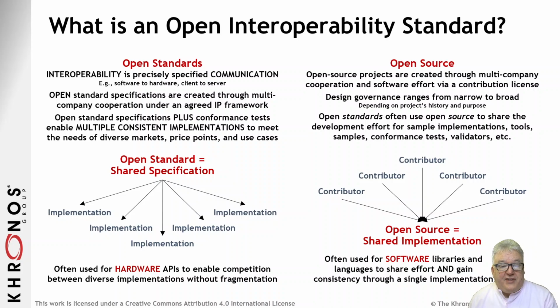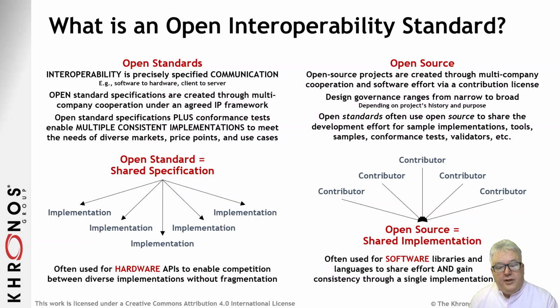So how do open standards enable proven technologies to be pervasive? What is their superpower? The answer is that an open interoperability standard is a shared specification, together with rigorous conformance tests that define precise communication, in this case between hardware and software. This enables reliable implementations to be built and shipped by multiple companies to meet the needs of diverse markets, price points, and use cases, enabling that technology to be used pervasively across the industry.